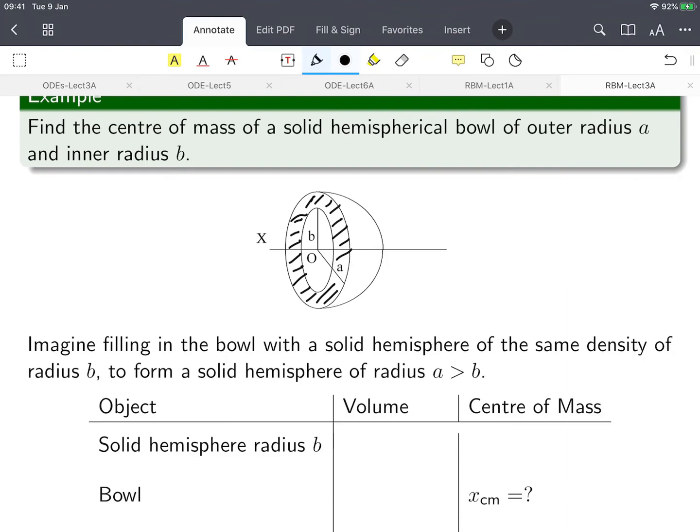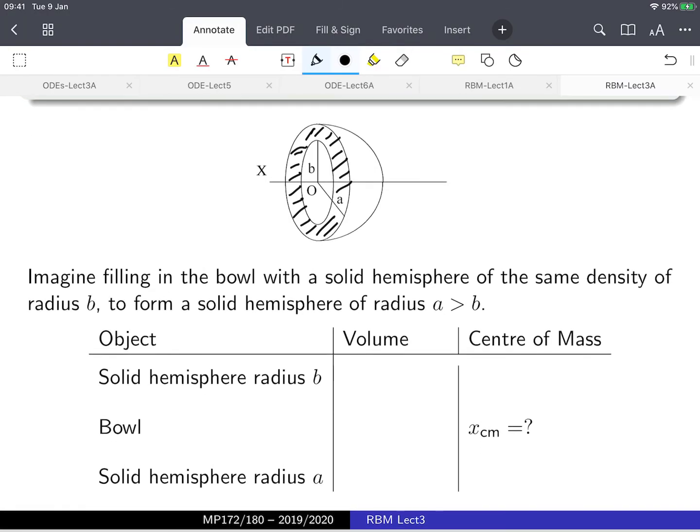That's why I wrote in this sentence, imagine filling in the ball with a solid hemisphere of the same density with radius B to form a solid hemisphere of radius A. Then I will have a composite. Even though it looks uniform, I could think of it as two parts. One part is the small hemisphere and the other part is the ball. So instead of adding, I'm subtracting. Blows your mind. Let's do that.